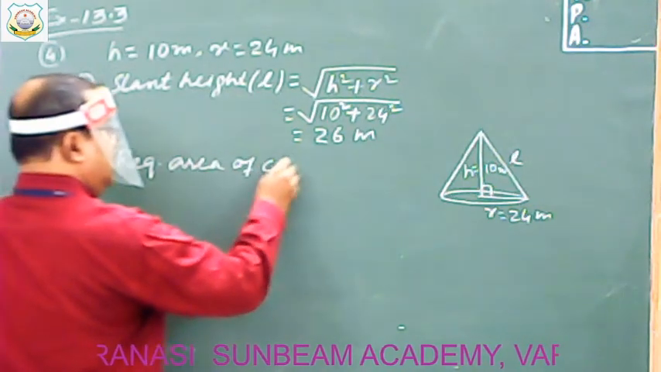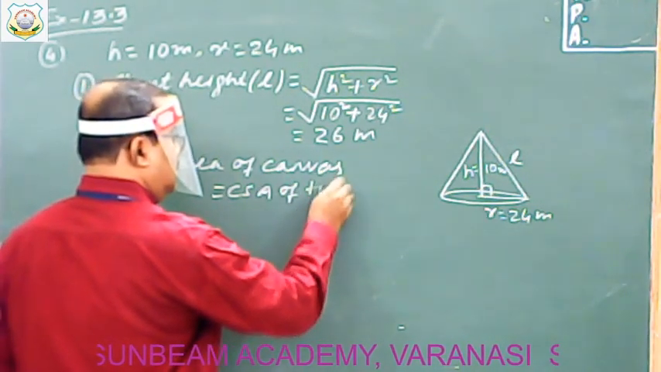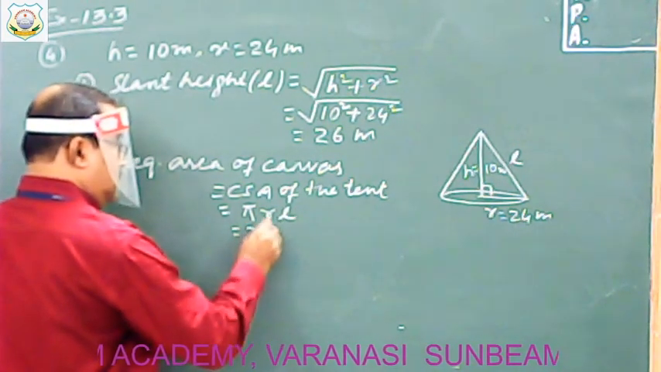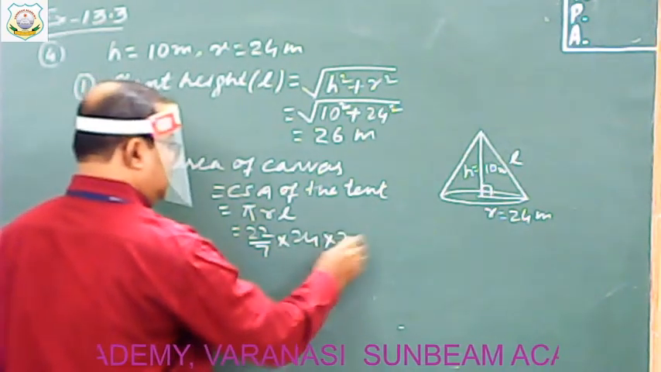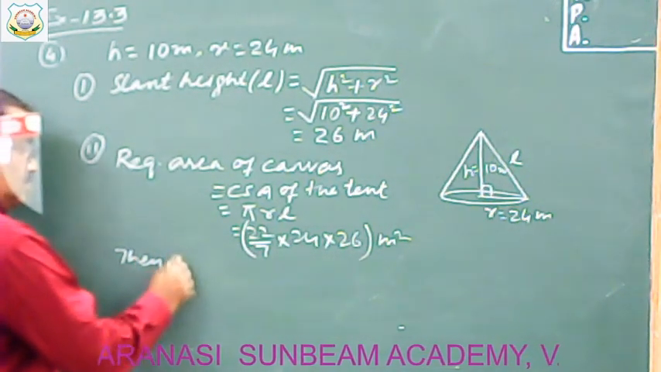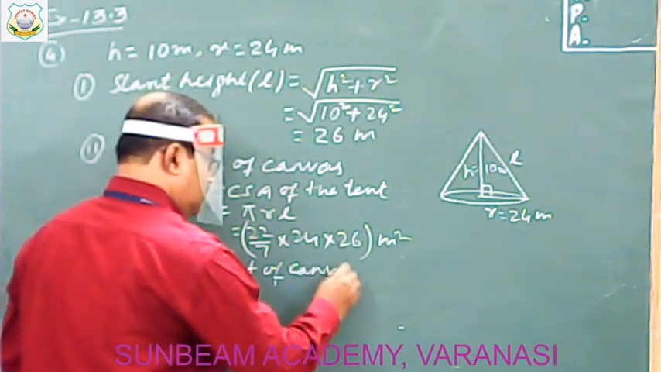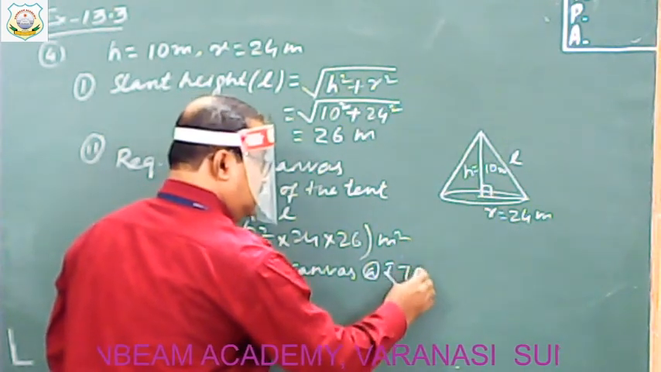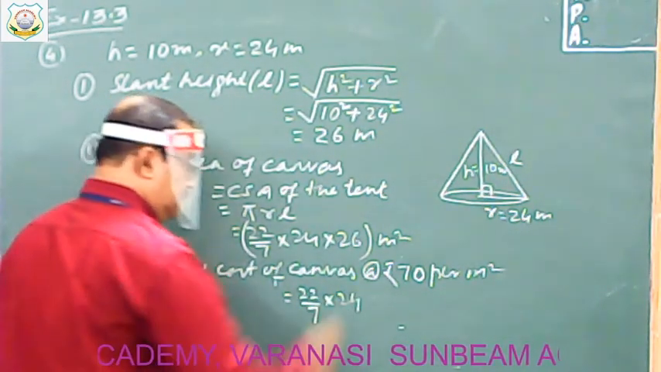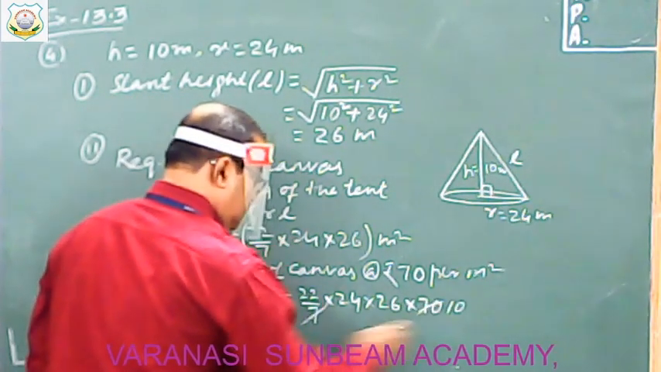So the required area of canvas is the CSA of the tent. CSA is pi r l, so we do 22 by 7, r is 24, and l we get as 26 meters square. Then the cost of canvas at the rate of rupees 70 per meter square is 22 by 7 into 24 into 26 into 70. Okay, so we use the calculator.